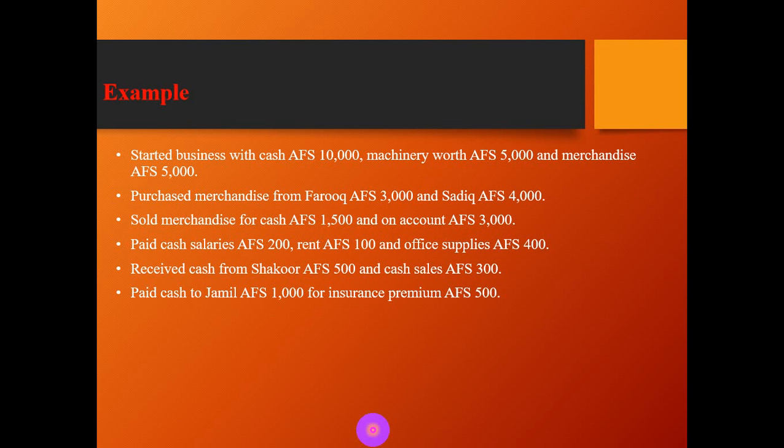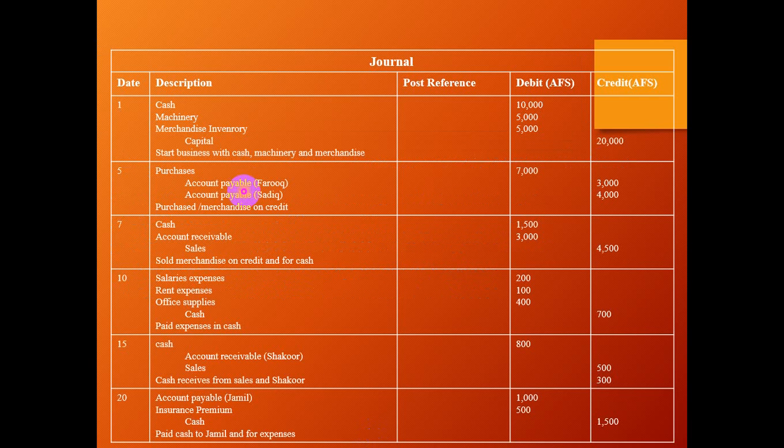Before, we discussed single entries, and here we have multiple entries, that is, more than two or three lines. That is what is called compound. So how do we keep the record of this? Here we are writing cash, machinery and merchandise to capital. Cash is part of assets, increasing. Machinery is also an asset that increases, and merchandise is also an asset, so it increases. So these have a debit balance, whereas capital also increases, and that has a credit balance, right?